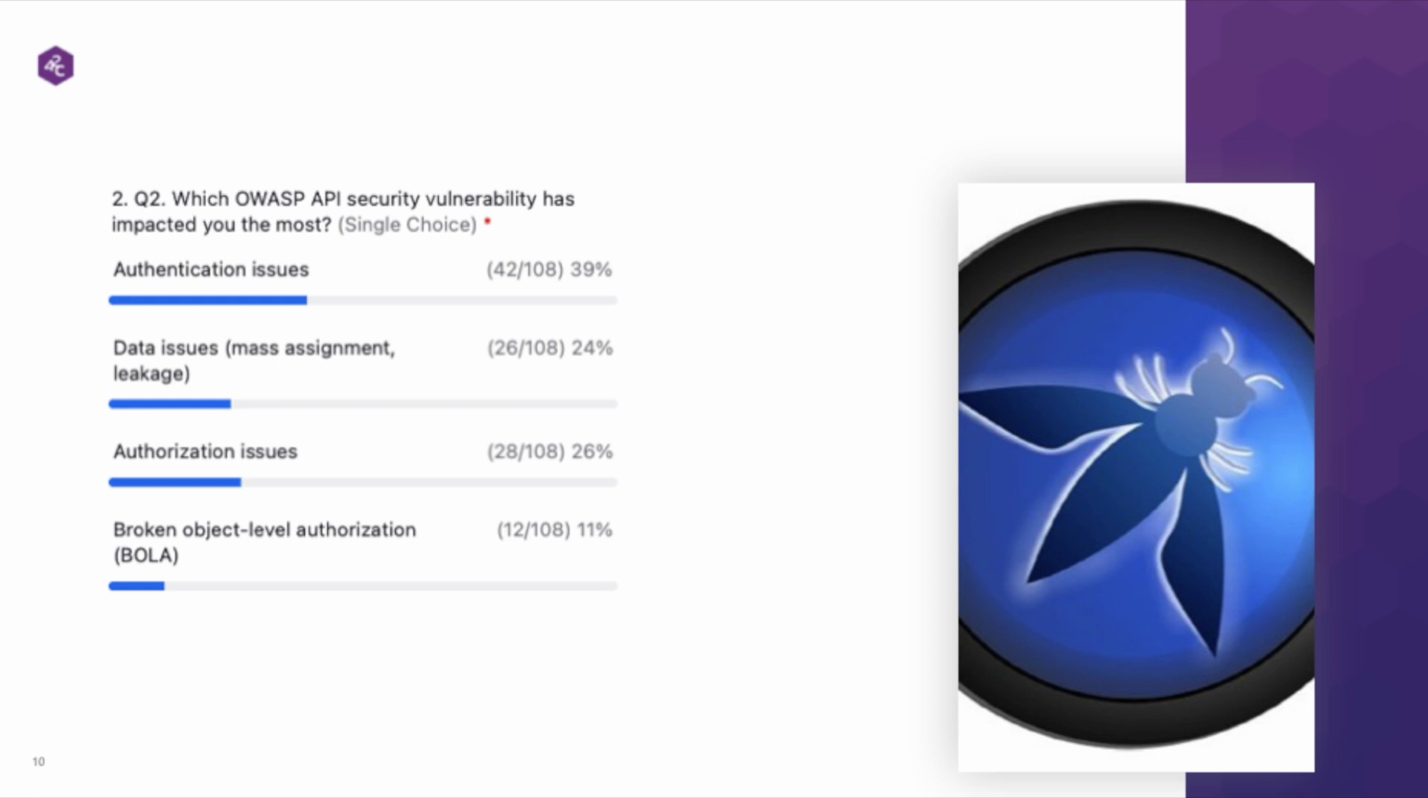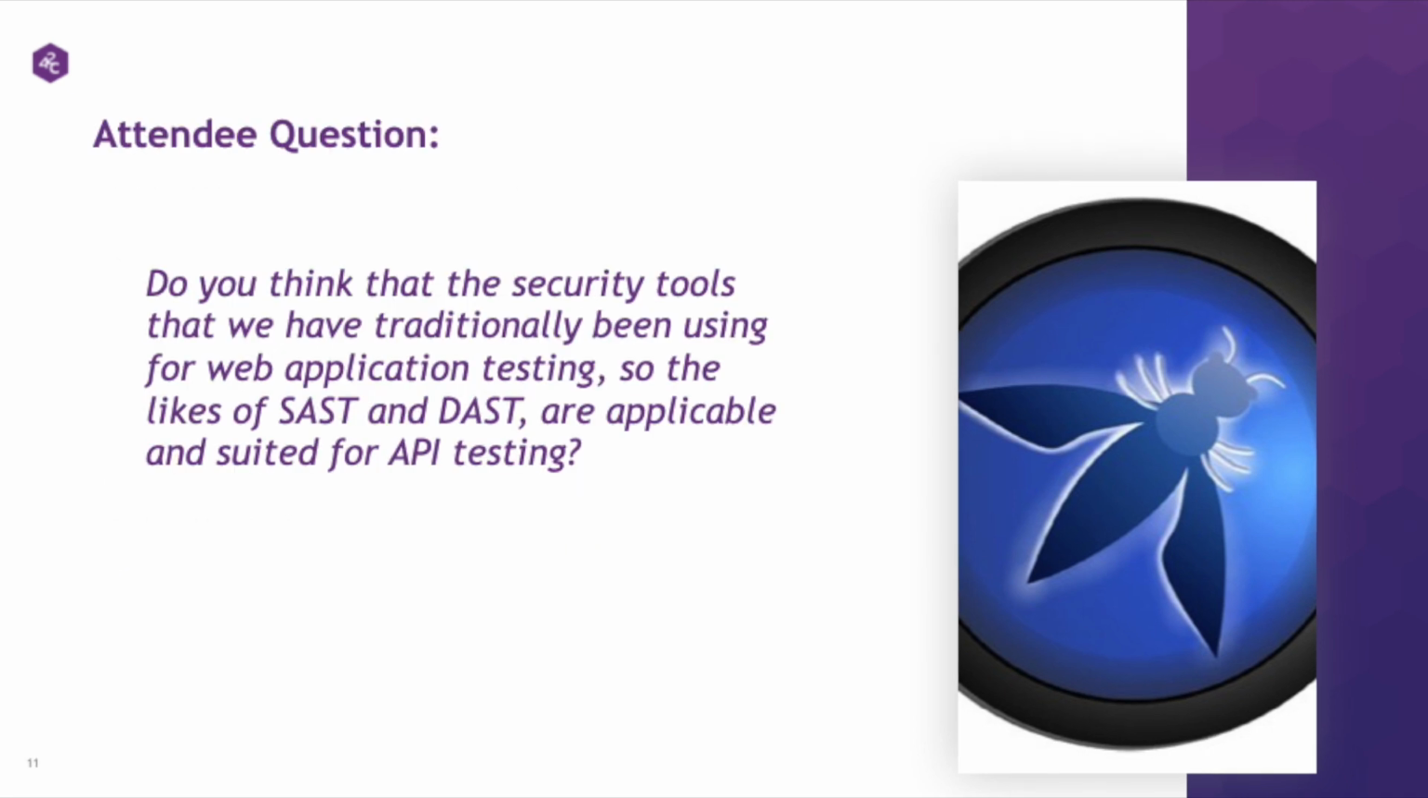Yeah, and of course, they lend themselves to automation and automated attacks. They're well documented, they're easily discoverable. So it's a bit of a perfect storm. Let's talk about testing, security testing. We've got a question here around DAST. Do you think that the security tools that we've traditionally been using for web application testing, the likes of SAST and DAST, how applicable, how well suited are these for API testing? And is there a danger that people become too reliant on just repurposing what they already have?